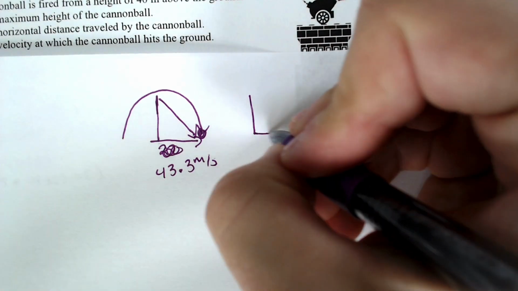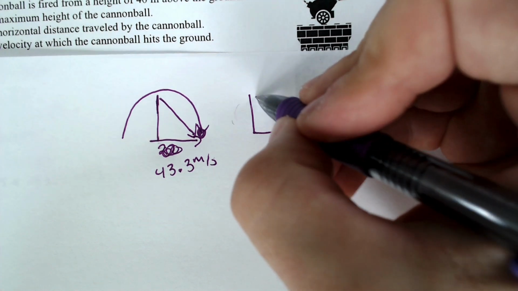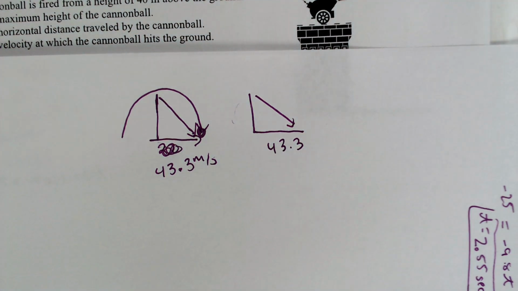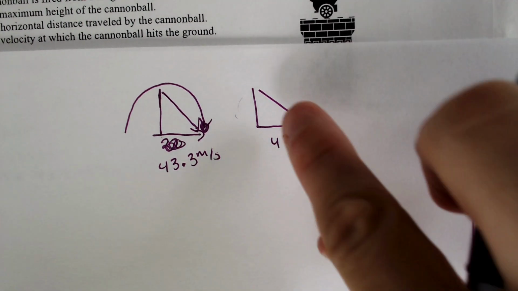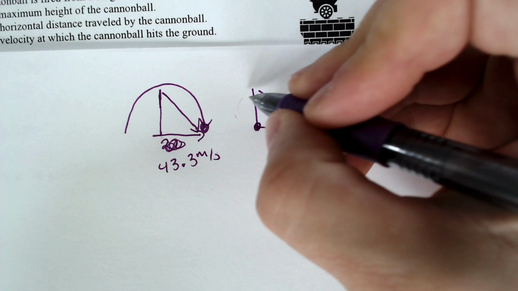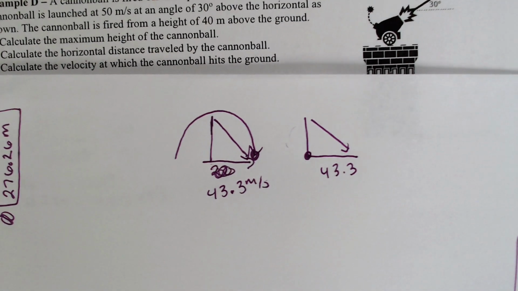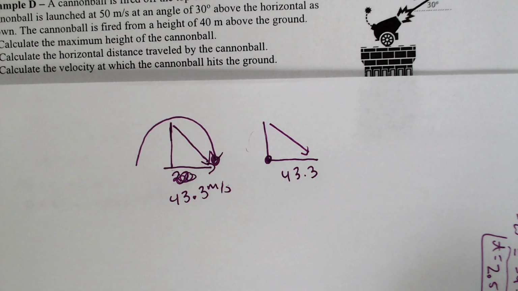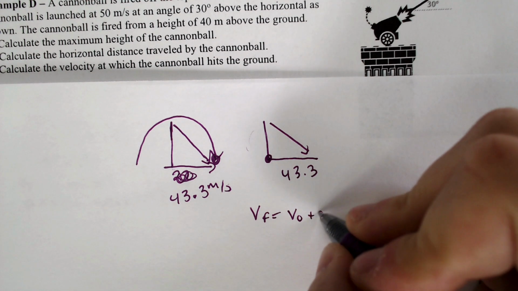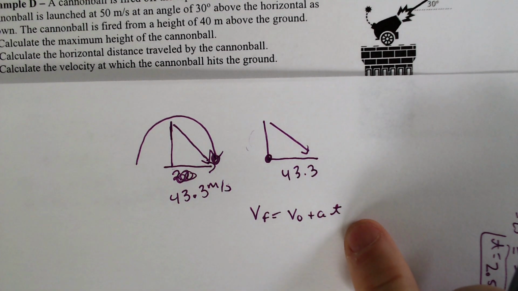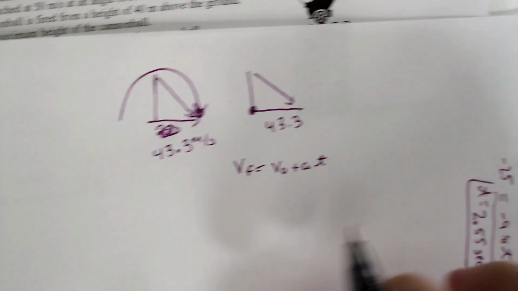So we got the horizontal, 43.3. We don't know the vertical yet, and we're aiming to find the hypotenuse to get the combined effort. So we're going to eventually do the Pythagorean theorem. In order to do that, we need to figure out the final velocity for y first. The final velocity for y is going to be found by using v final equals v initial plus a times t. We want it when it hits the ground, so that t is going to be what we found earlier, which was 6.38.